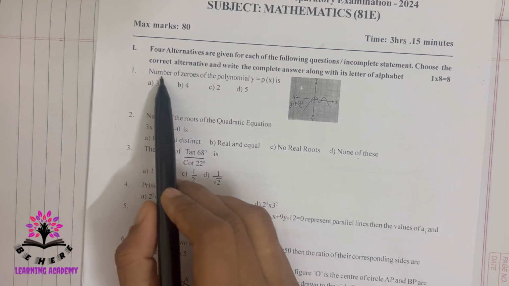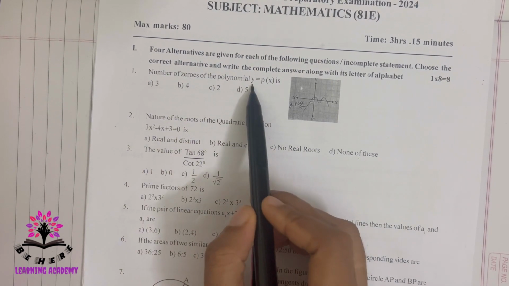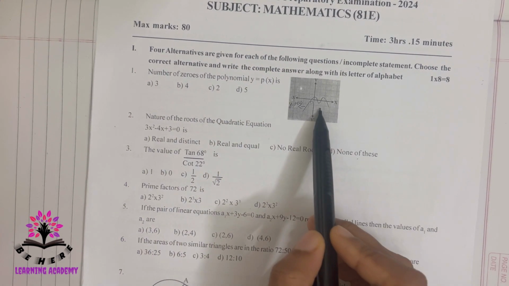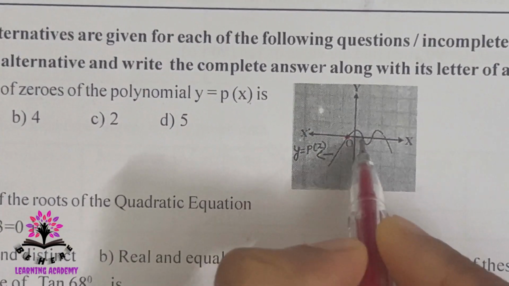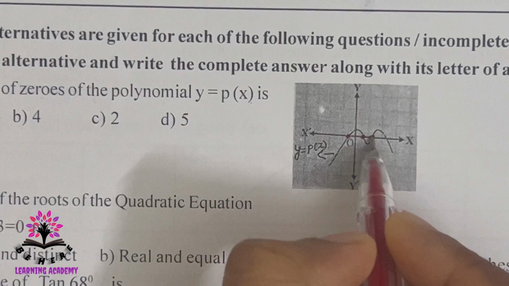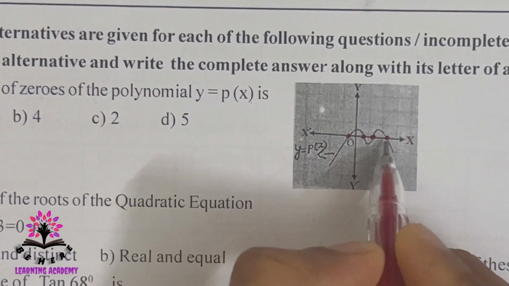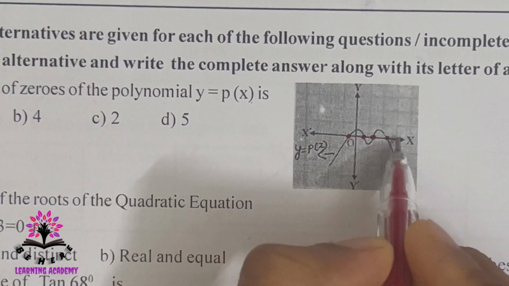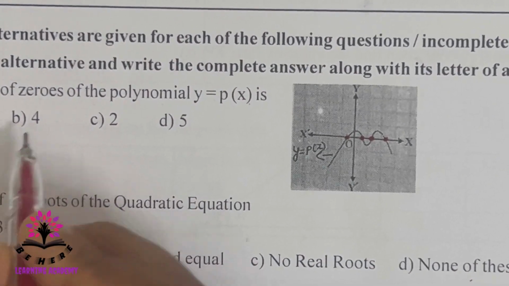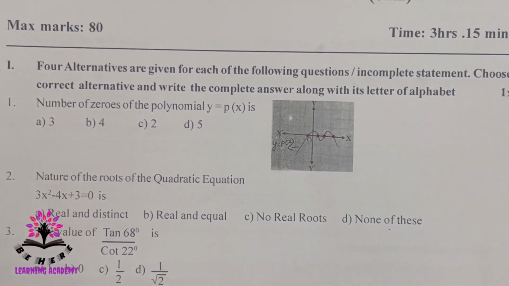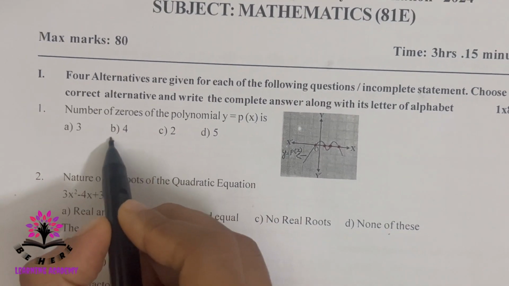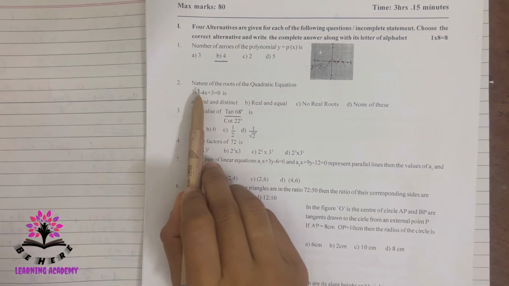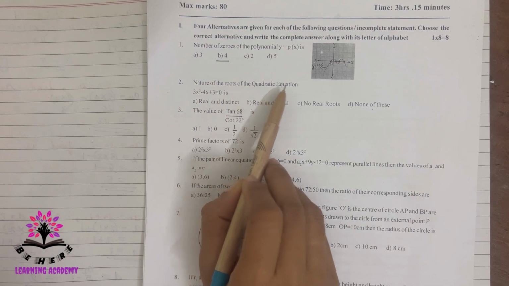First question, number of zeros of the polynomial y is equal to p of x. See the figure here. See here 1, 2, 3, 4. At 4 points, it is lying on the x-axis. So the answer for this question is 4. Option B, 4.